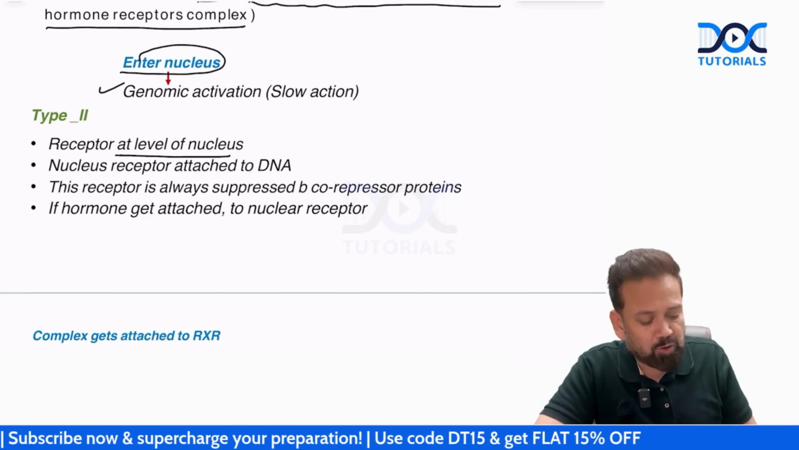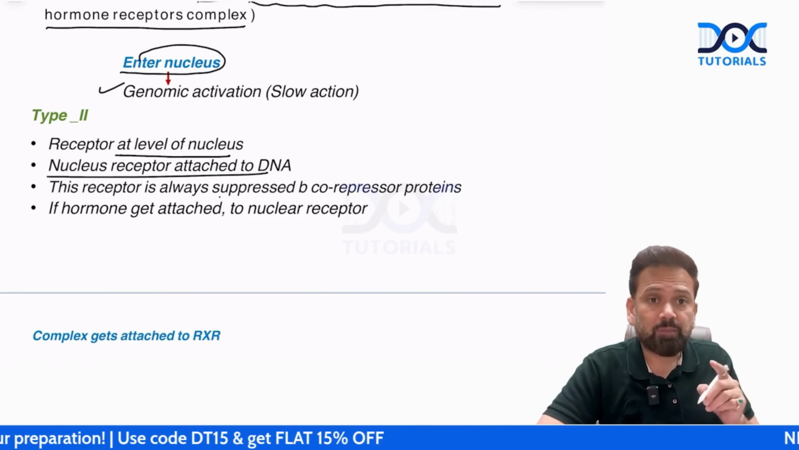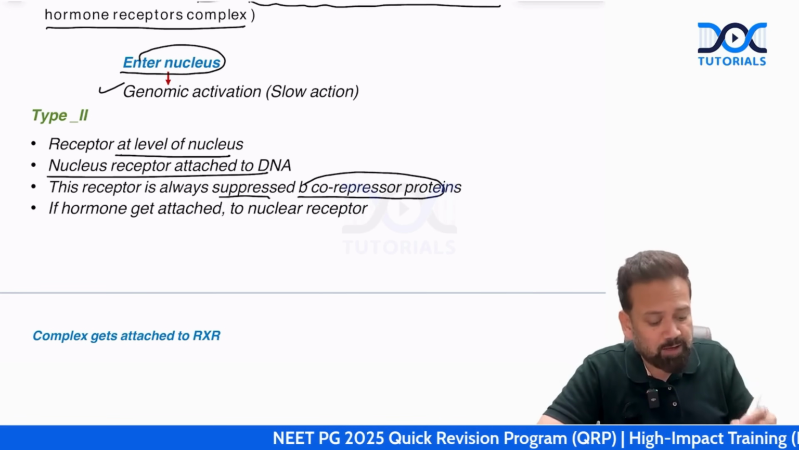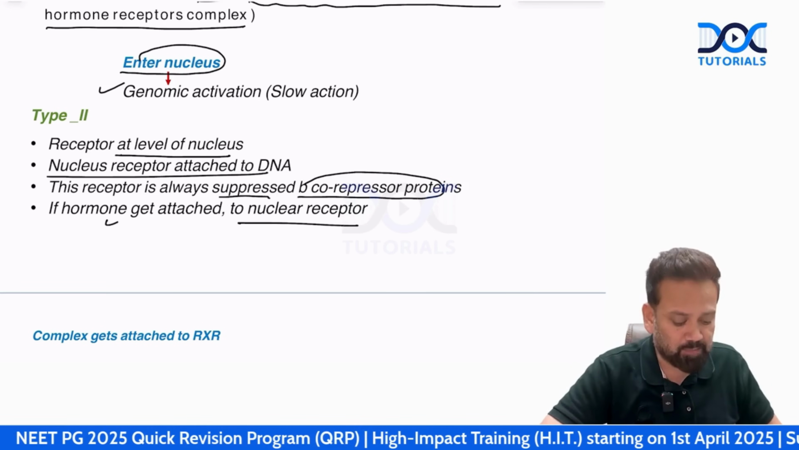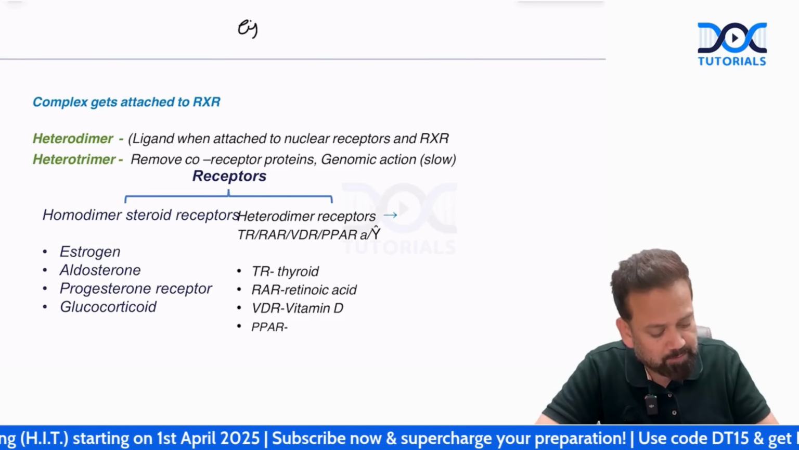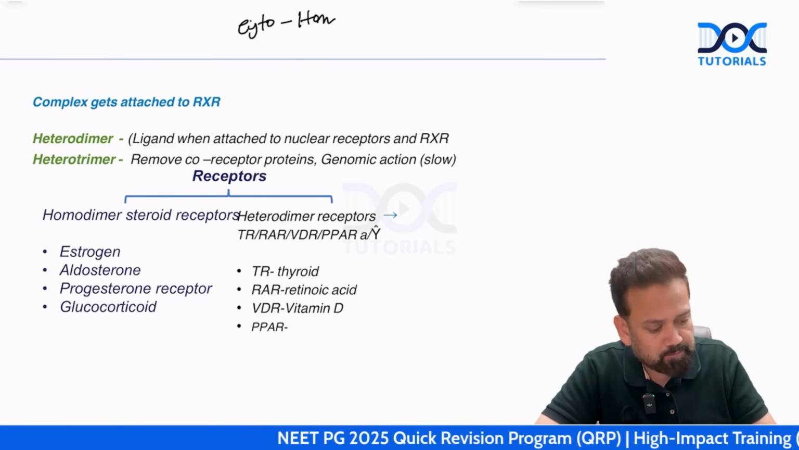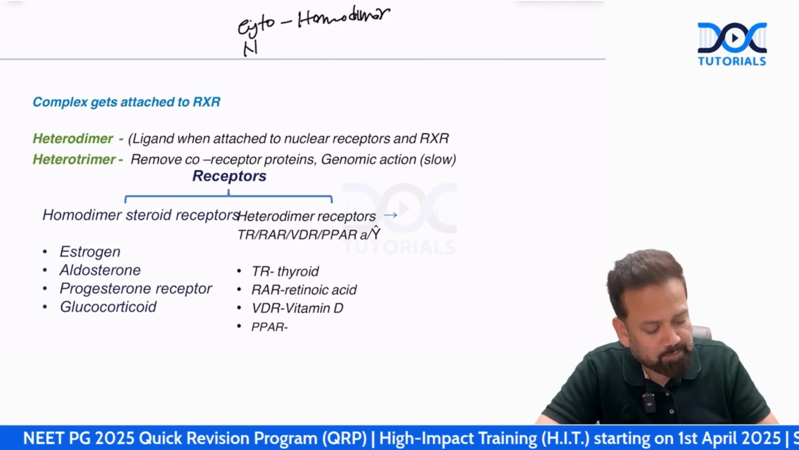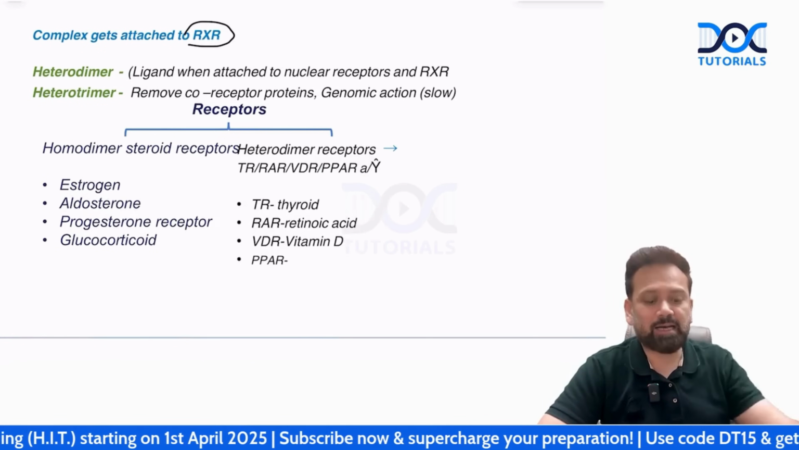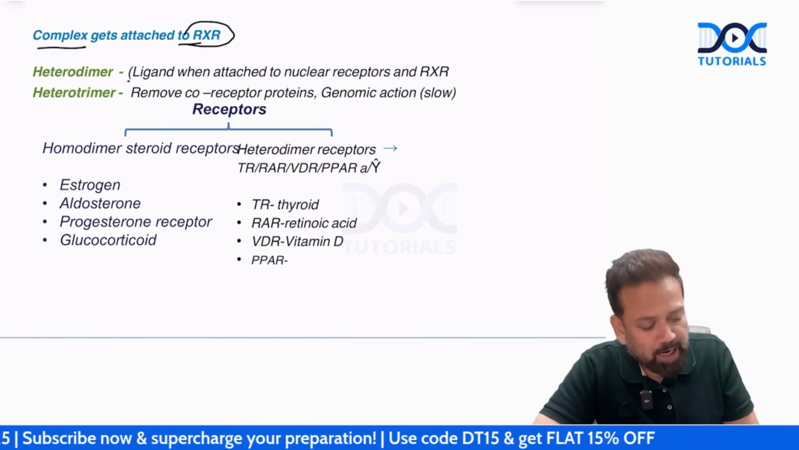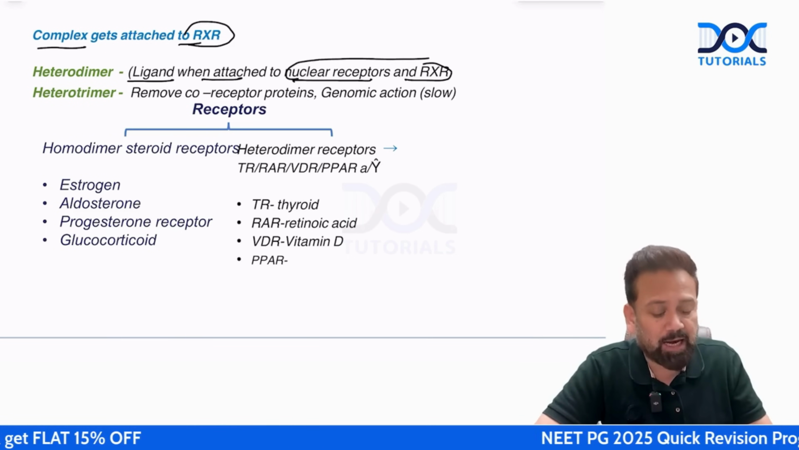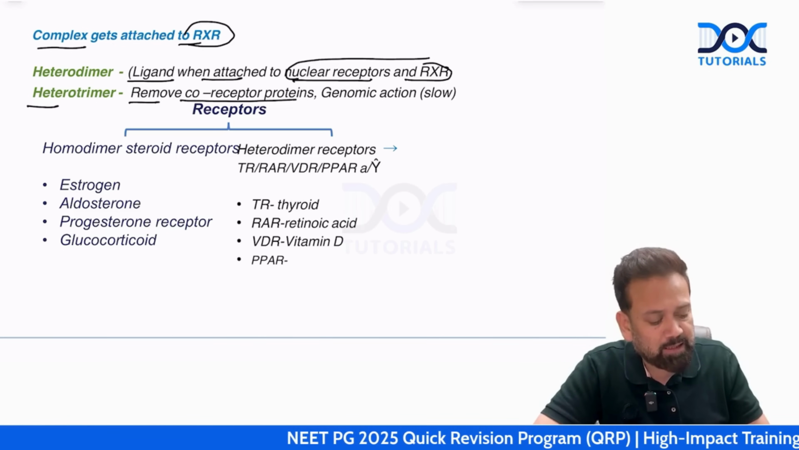Type 2 receptor is at the level of the nucleus. Nuclear receptor attached to DNA. That is why there should not be any undue activation, so they are suppressed by co-repressor proteins. Only when the hormone gets attached will they activate. Now, cytoplasmic receptors form homodimers, and nuclear receptors form heterodimers. Heterodimer with whom? With RXR. So the nuclear receptor will form a heterodimer with RXR. When the ligand attaches to the nuclear receptor and RXR, this is called a heterodimer. Then it will remove the co-repressor protein and genomic action will happen.